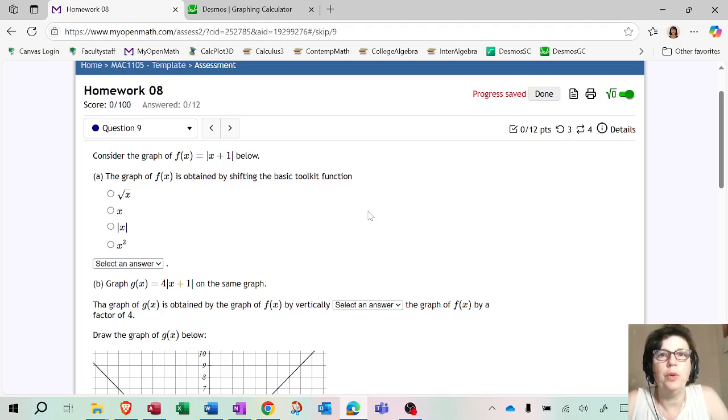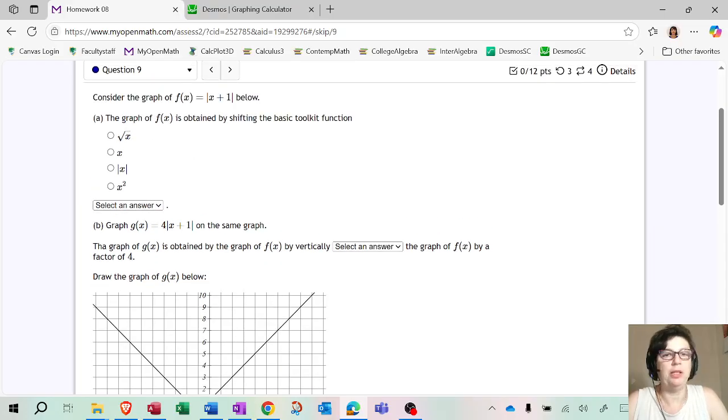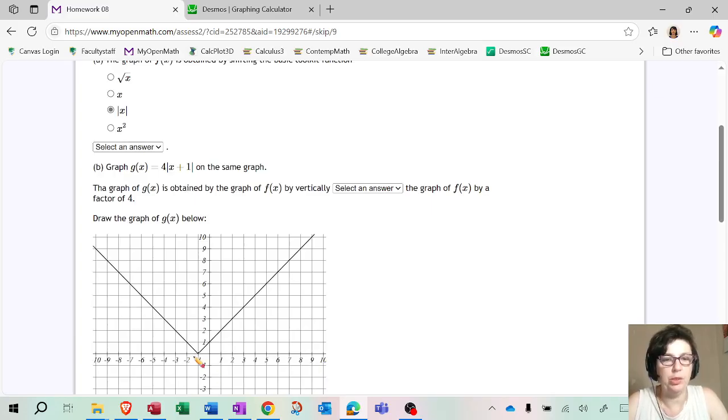In this question, we are going to review some of the transformations that we already talked about. Okay, so we've got a graph of f of x equals absolute value of x plus 1. So this is the graph, right? So this is your familiar V shape. And of course, this means that we are starting with an absolute value graph and we are shifting it, looks like 1 to the left. So you would say 1 to the left.